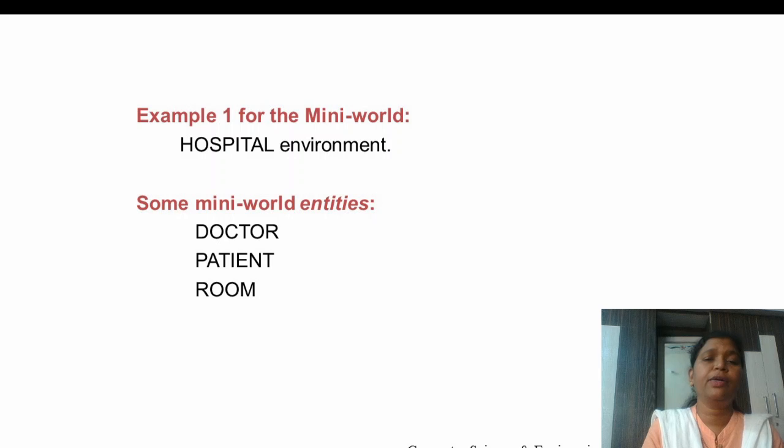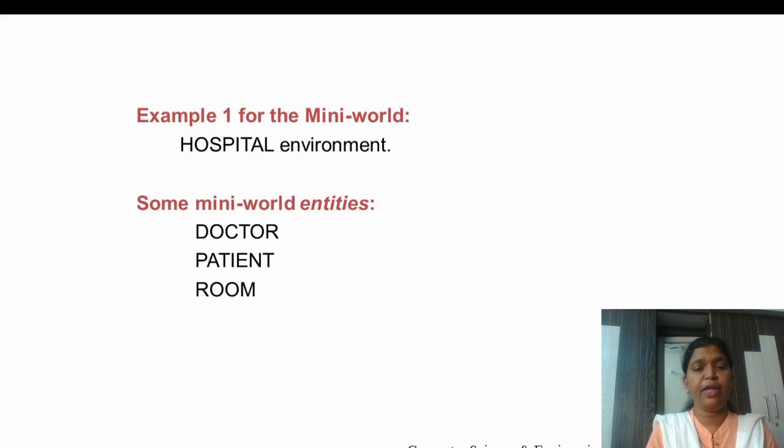Okay, let me get into an example. Like hospital, just now I was quoting, in a very simple way I have put this example. I am thinking of a real environment like a hospital environment where I have considered it as a mini world. I told you mini world is something existing. You have to consider it as real data, real entity existing outside.